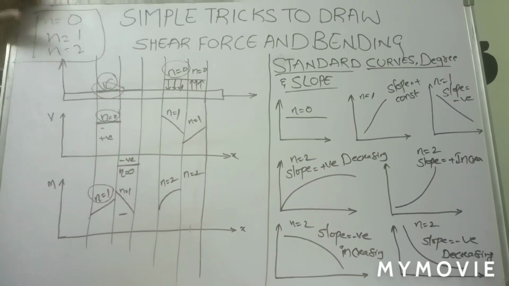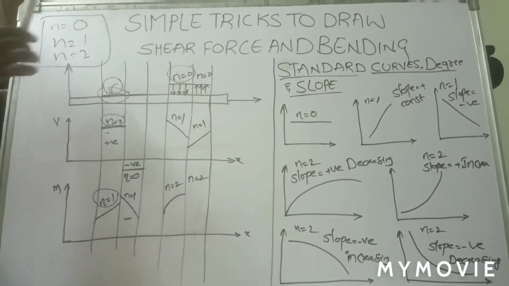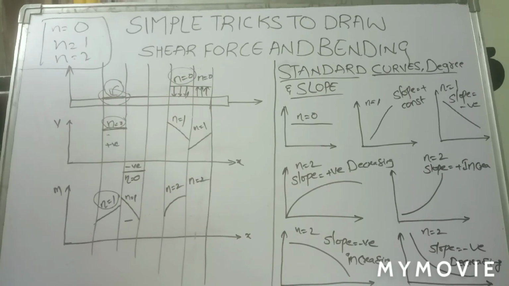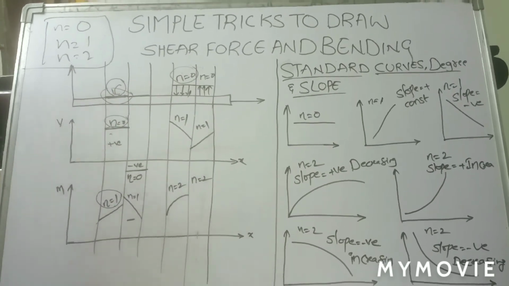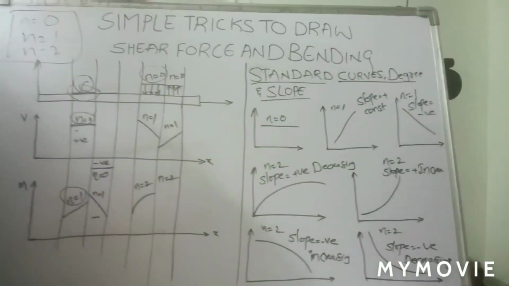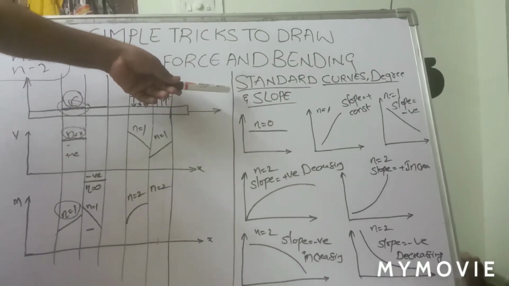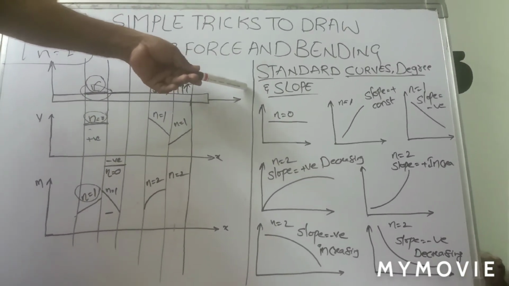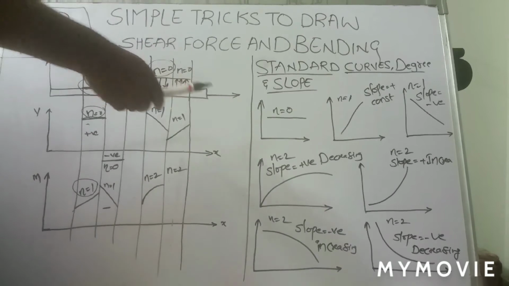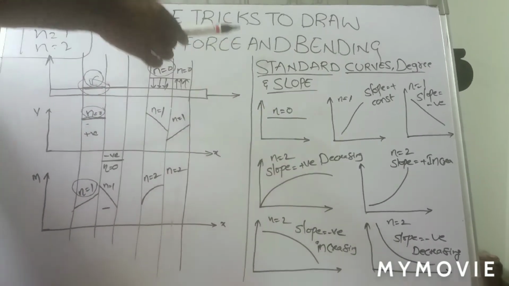N equal to 0 means you are having no loading condition. N equal to 1 means constant. N equal to 1 means you are having a slope. N equal to 2 means you are having a parabolic. Simply remember. Next, automatically you can remember your values based on the standard curves, degrees and slope. Degree means either n equal to 0, n equal to 1, or n equal to 2. Right?